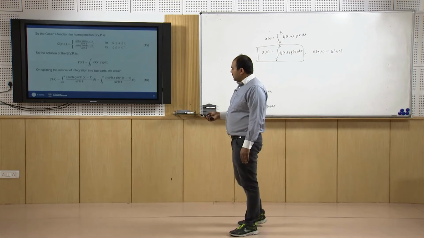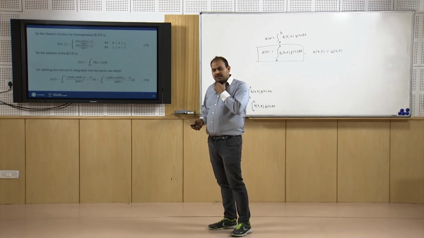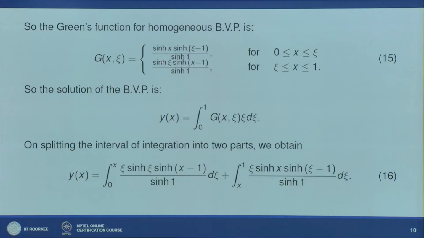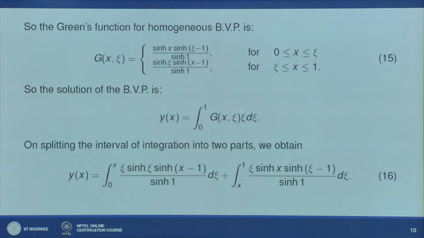So for that, using the method we have already discussed for construction of Green's function for homogeneous boundary value problem, we can construct our Green's function for this homogeneous boundary value problem, and it is given by g(x, ξ) equal to sinh(x) sinh(ξ minus 1) divided by sinh(1) in this interval, and similarly we can define it in this interval. So our solution by the previous result, I can write y(x) equal to integral 0 to 1 g(x, ξ) f(ξ) dξ. Here if you look at it, f(x) is nothing but x here. So f(ξ) is going to be ξ here.